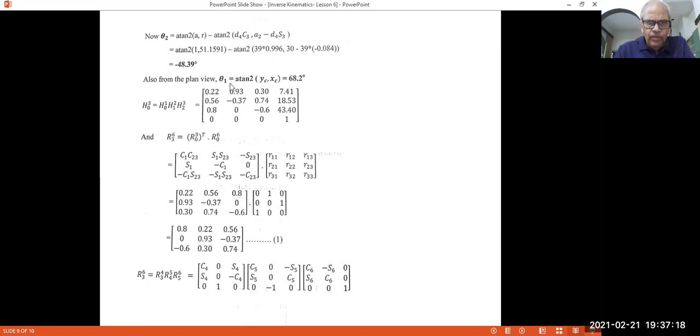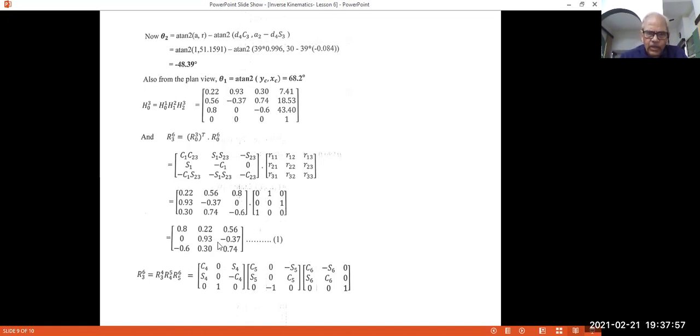Now theta 1, from the plan view I have already talked about, is some atan2 of yc comma xc, which is 68 degrees. So we know theta 1, theta 2 and theta 3. So from that you can get the homogeneous transformation matrix H30 from the link parameter table, and this rotation matrix is your R30, and R63 you can obtain as R30 transpose multiplied by the given rotation matrix R60, which is here, and that product is this. Now this is available as numbers.